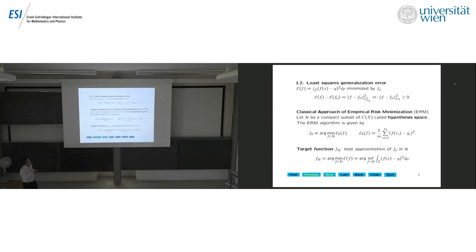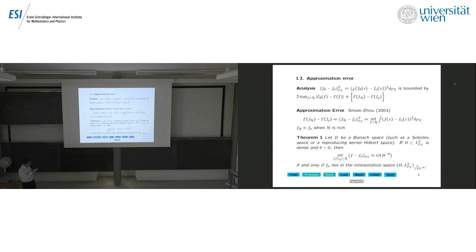On the other hand, it should not be too large, because otherwise the approximation of this integration by the sample mean would be too poor when you let the function run over the hypothesis space. Because of this restriction, the best function you would expect is the approximation of the target function from this hypothesis space, which we call the target function in H. So it is the minimizer of this least squares error over the hypothesis space. But this quantity is not computable. So we replace this one by that quantity. This leads to another kind of error. So this leads to the so-called error decomposition.